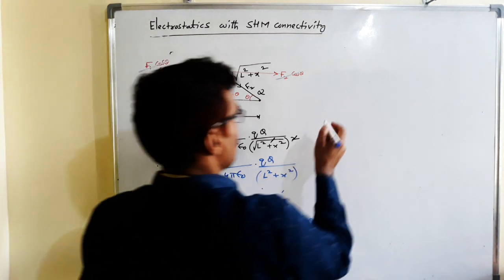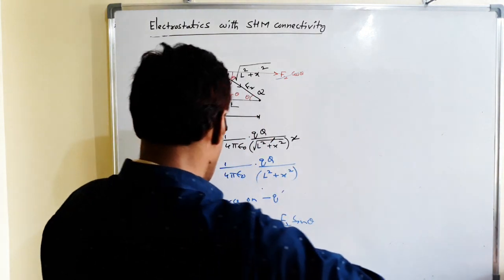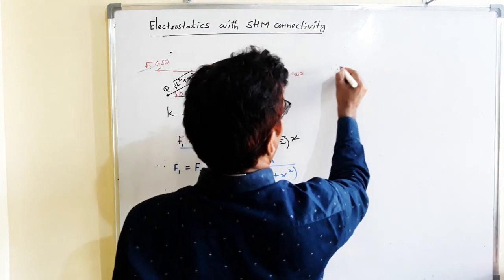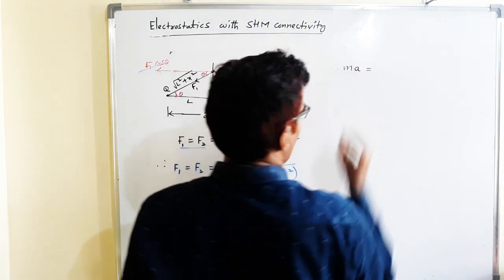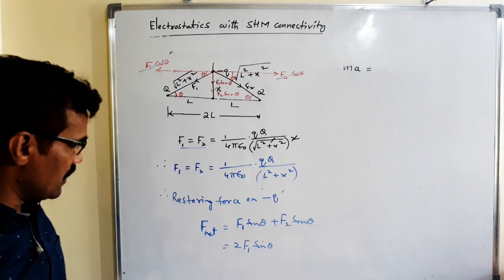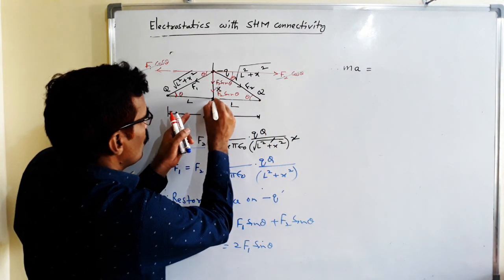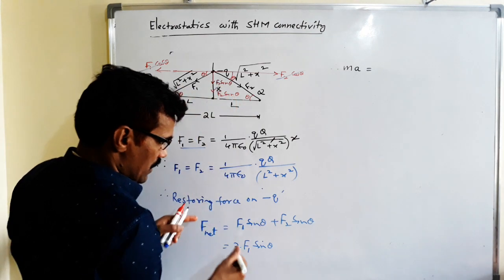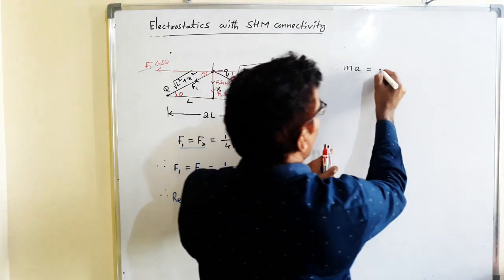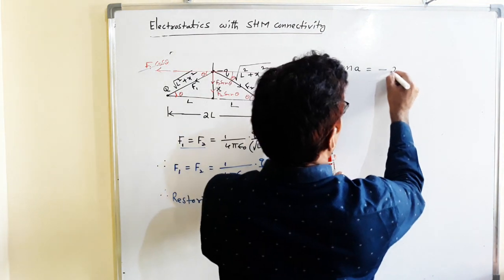The net force is equal to MA. Therefore MA is equal to minus, since it is brought towards the midpoint, the restoring force 2.